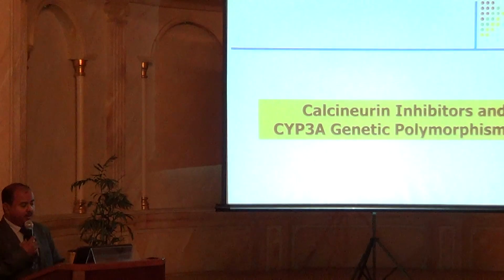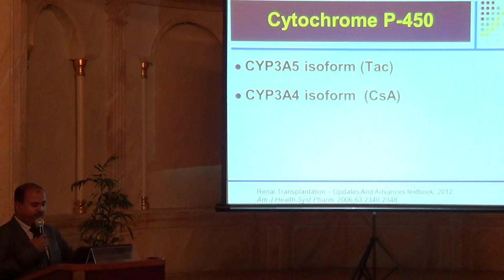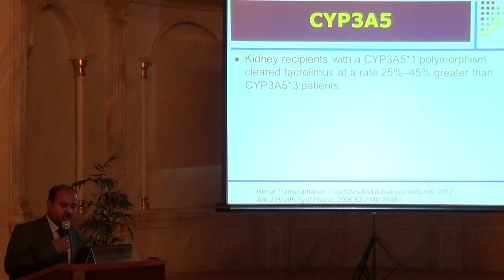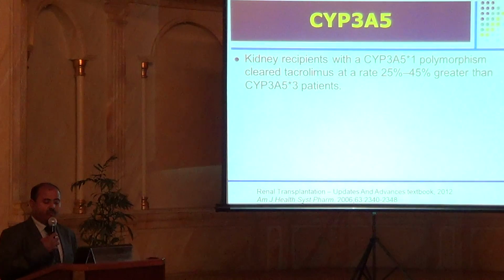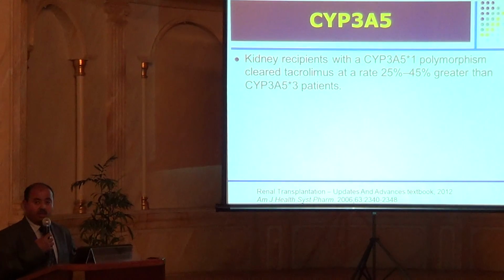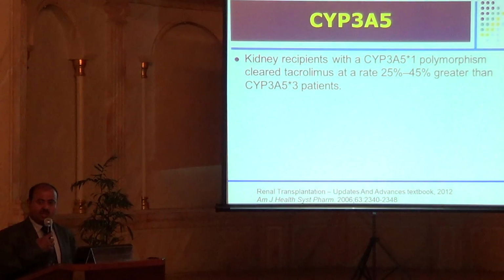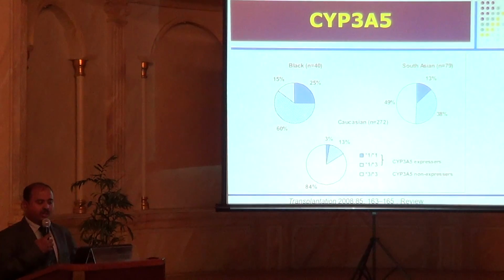Regarding the cytochrome system, there are many variants and forms of cytochrome, but the two most important types linked to immunosuppressive drugs are 3A5, which is linked to tacrolimus metabolism, and 3A4 for cyclosporine. Kidney recipients with the cytochrome P3A5 star 1 polymorphism clear tacrolimus at a rate 25 to 45% greater than star 3 patients. So if I know the genetic makeup of the patient regarding the cytochrome system, I can expect whether this patient is an expressor, meaning a fast metabolizer, or a non-expressor, meaning a slow metabolizer, and this will change my prescription of the drug.